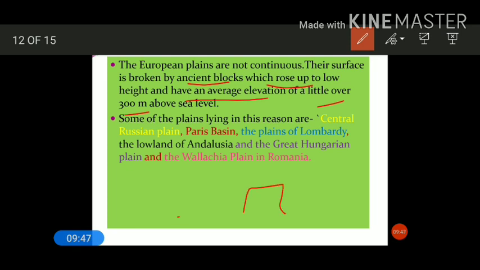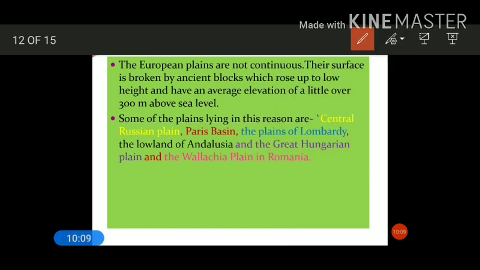So here is a plain, one more plain we can see on this side, and it is dissected, or you can say broken, by this kind of ancient blocks or the old rocks, elevated old rocks which can have a height of 300 meter above the sea level.